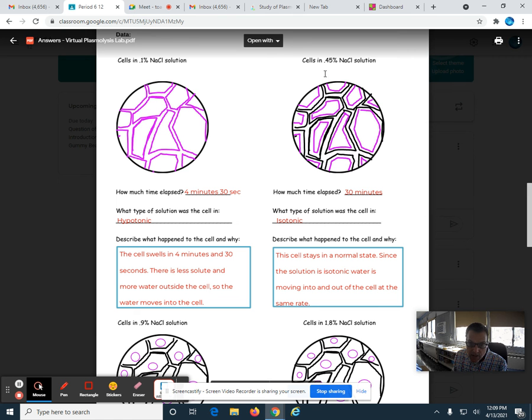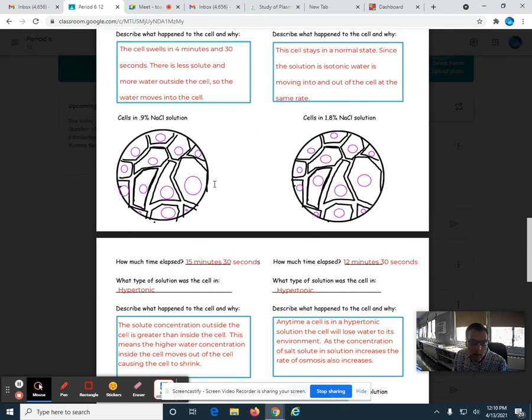An isotonic solution would have been the 0.45% salt solution. And these you would have gotten from the virtual reality experience. It told you whether you were right or wrong on your guesses. So everyone should have put the right solution label in their lab report.